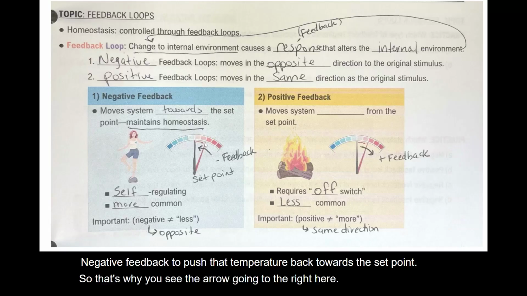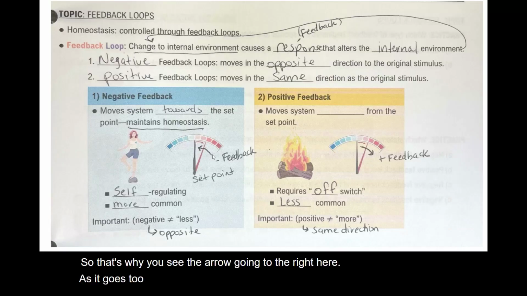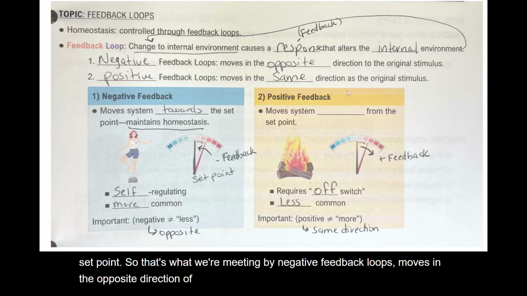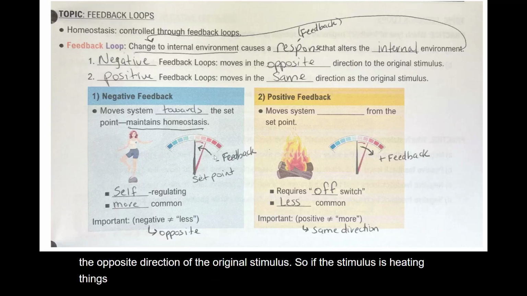As it goes too hot, negative feedback goes opposite. So it brings it back to the set point. So that's what we mean by negative feedback loops move in the opposite direction of the original stimulus. So if the stimulus is heating things up, the negative feedback will go back and cool things down.